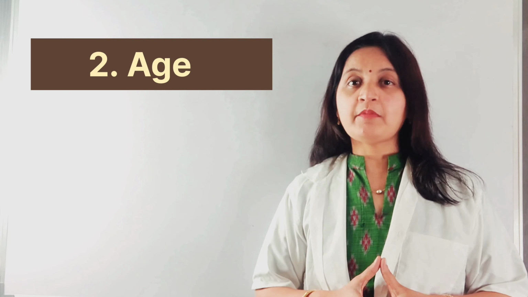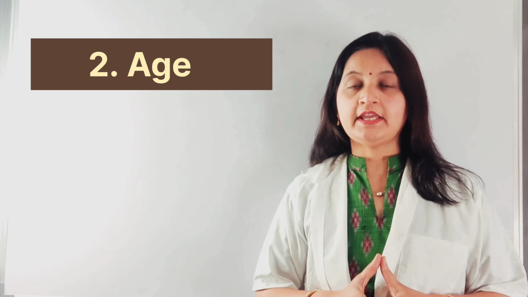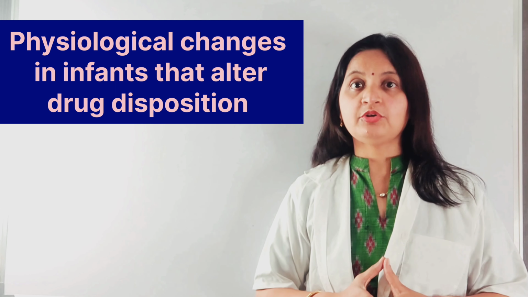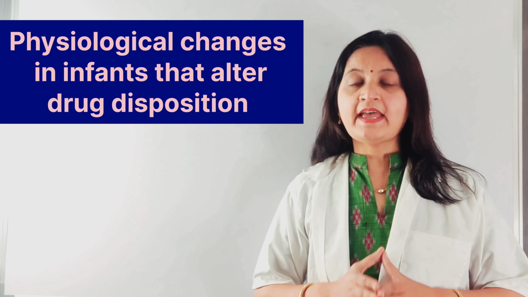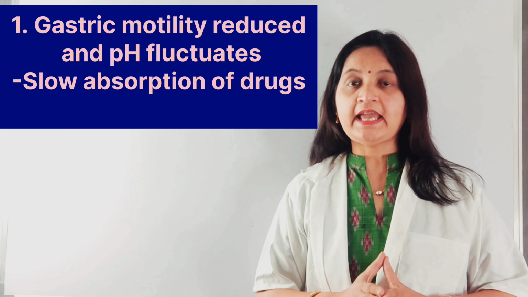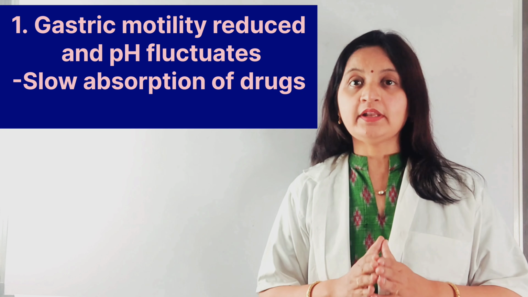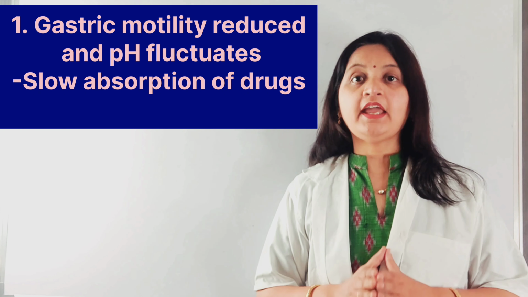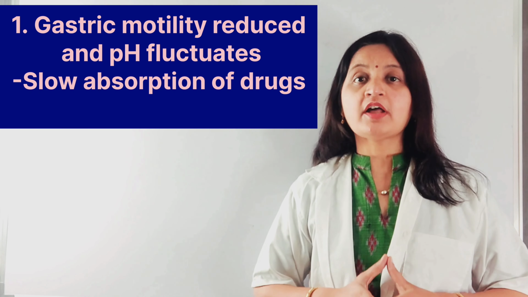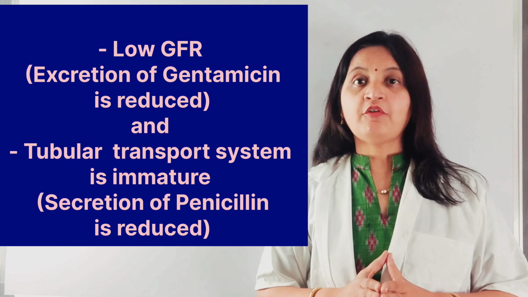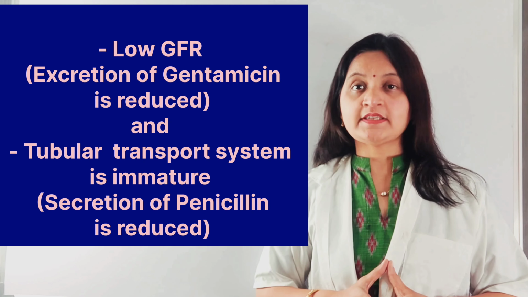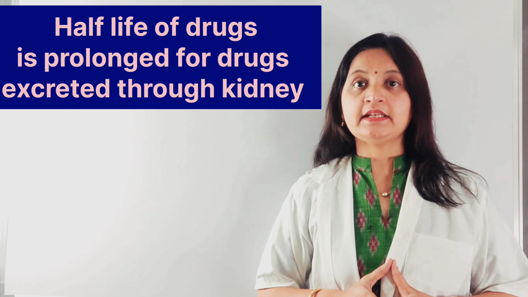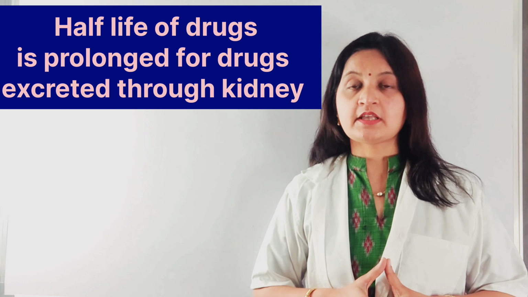The pharmacokinetic and pharmacodynamic actions of drugs differ with age. Infants are not just small adults. There are important physiological differences compared to adults. For example, in neonates and infants, the gastric motility and the gastric pH fluctuate, and this decreases the absorption of most drugs. Secondly, infants have low GFR and the tubular transport system is immature. Therefore, drugs that are excreted by glomerular filtration such as gentamicin, and those that are secreted through the tubules, for example penicillin, have their excretion prolonged 3 to 5 times.